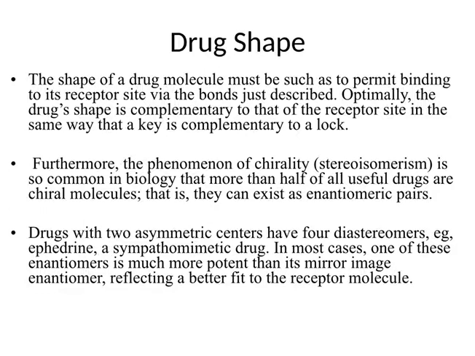Furthermore, the phenomenon of chirality, stereoisomerism، هاي النظرية اللي أخذتوها بالمرحلة الثانية شباب، أرجو أن ترجعون للstereoisomerism، is so common in biology that more than half of all useful drugs are chiral molecules, that is, they can exist as enantiomeric pairs. Drugs with two asymmetric centers have four diastereomers, such as ephedrine and some sympathomimetic drugs.